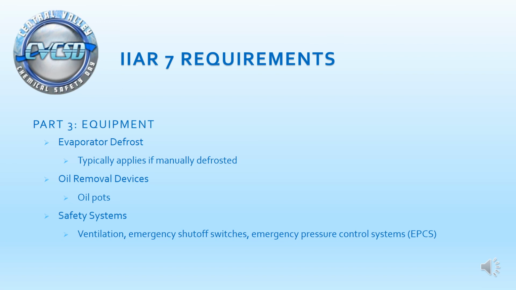So oil removal devices, these would include oil pots, and it does go through some of the phases for the equipment for oil pots or oil removal devices. And then safety systems. So these would be including procedures for your ventilation system, emergency shutoff switches, emergency pressure control systems.